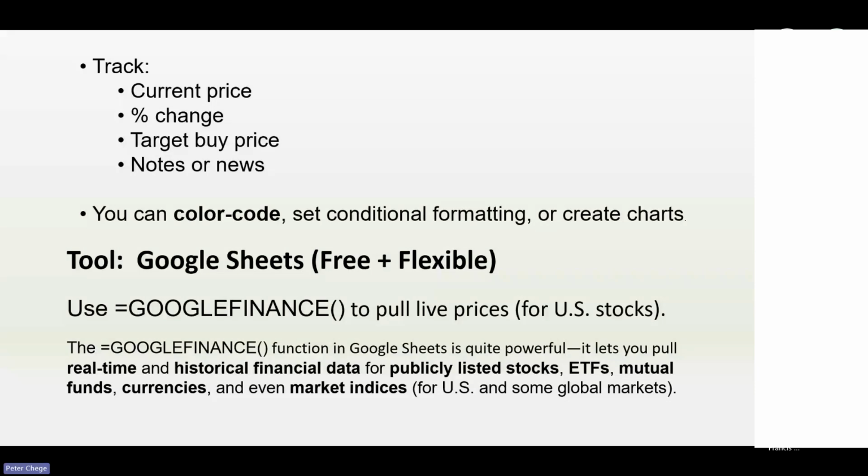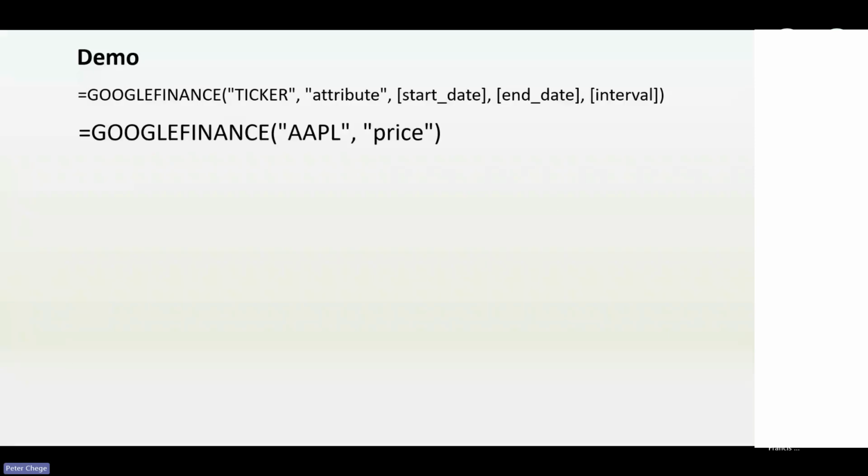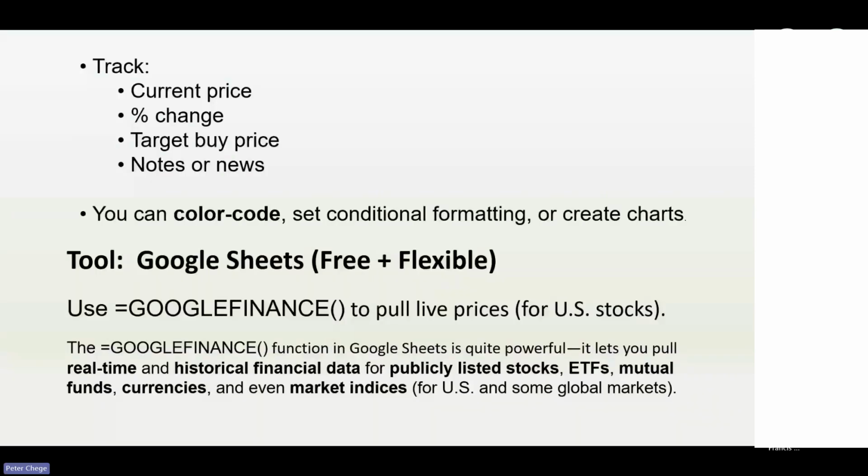So that's the formula we use. And how does it function? It is a Google Sheets formula, very powerful. It lets you pull real-time and historical financial data for publicly listed stocks, ETFs, mutual funds, currencies, and even market indexes for the US and some global markets. So I'll come to the demo. Let me see if there is any question.